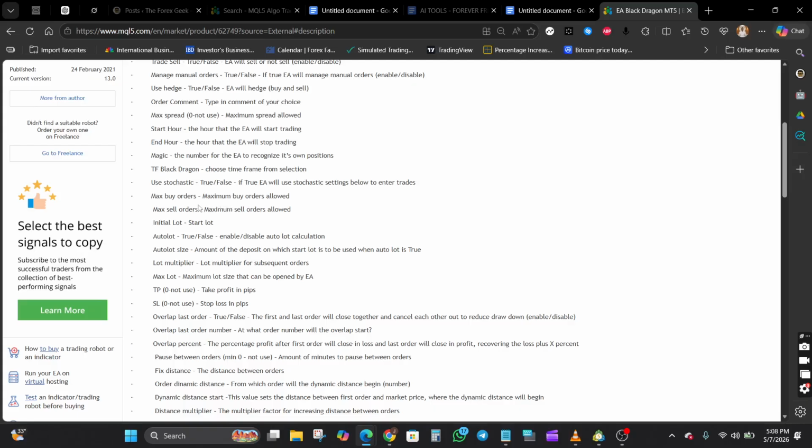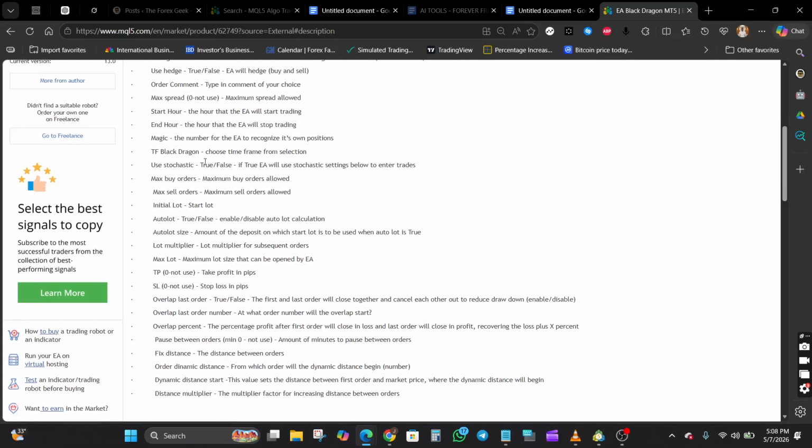Now, this is where the EA becomes more interesting. There is an optional stochastic filter included for entries, which suggests the system is not purely trend based. It appears to combine directional confirmation with momentum filtering, which can help reduce poor entries during weak market conditions.